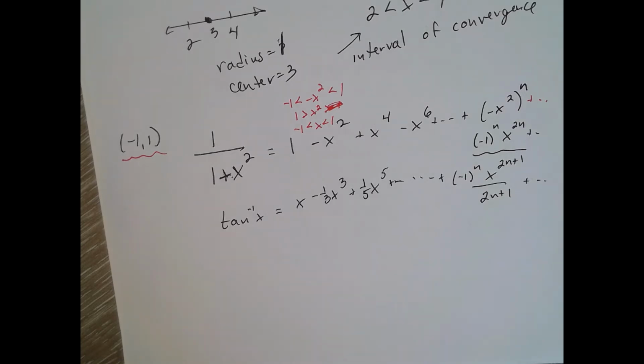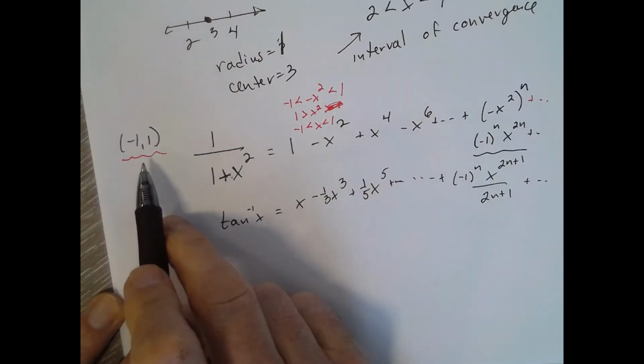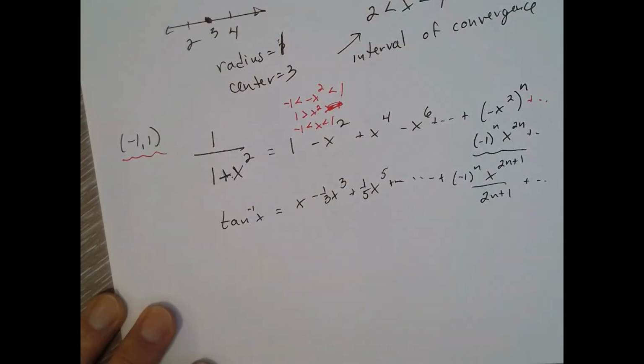The interval of convergence right here doesn't change if you integrate or differentiate. So again, inverse tangent is going to be good from -1 to 1. So let's see how good it is.